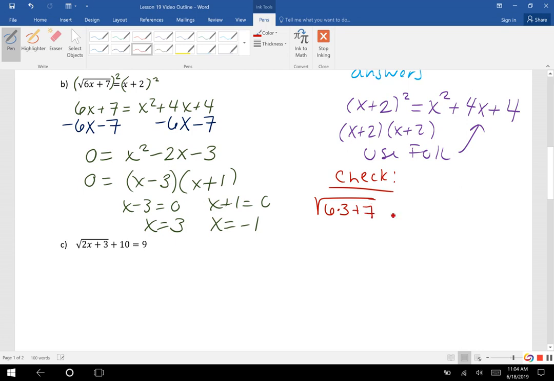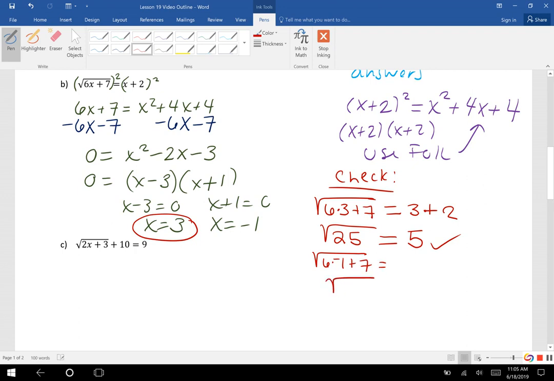So I'm going to check x equals 3 by plugging that into my equation. So let's see, 6 times 3 is 18. 18 plus 7 is 25. Does the square root of 25 equal 5? Yes. So 3 works. And then I'll check the negative 1. So let's see, that gives me a negative 6 plus 7, or 1. Square root of 1 on the left. And then negative 1 plus 2 is 1. Yep, that one works as well. So we happen to have 2 solutions to the equation in example B.